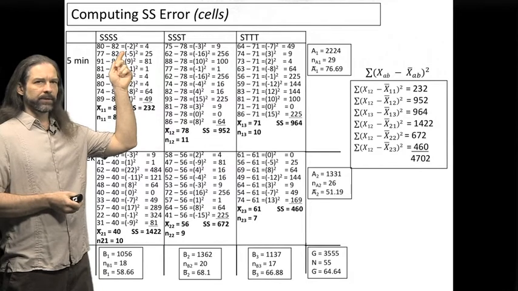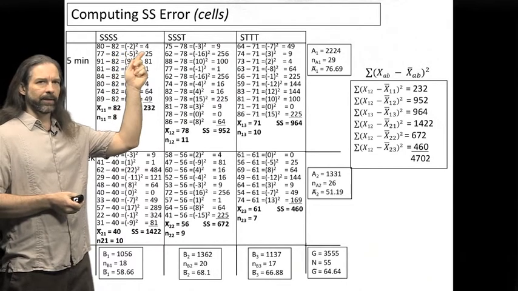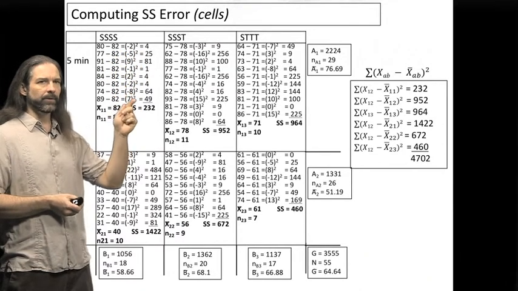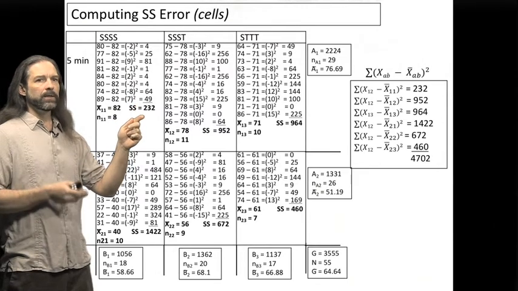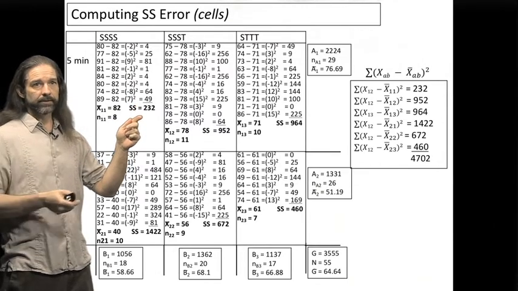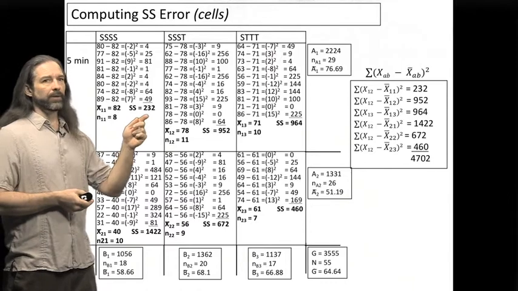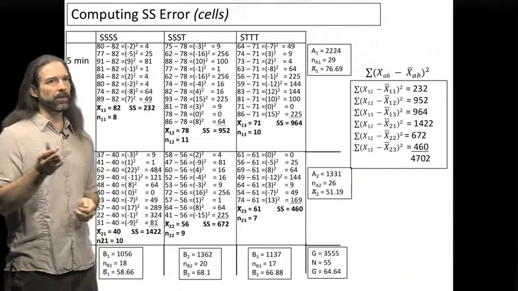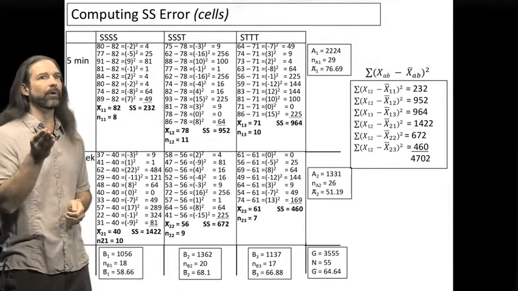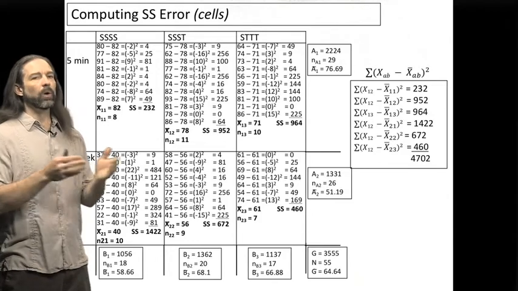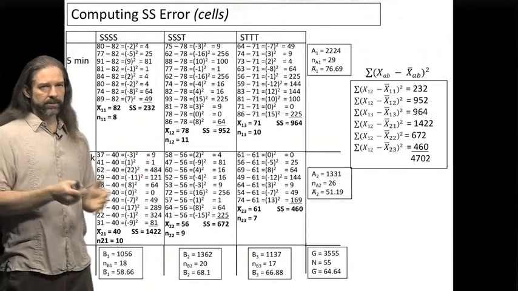Once I get the difference, in this case -2, I square it. That gives me 4. I do that for each value in that cell. I add it down, so I sum these squared deviations. I get 232. I do that for each individual cell. Just be careful that you're grabbing the mean for that cell. Work the sum of squares for all 6 cells.